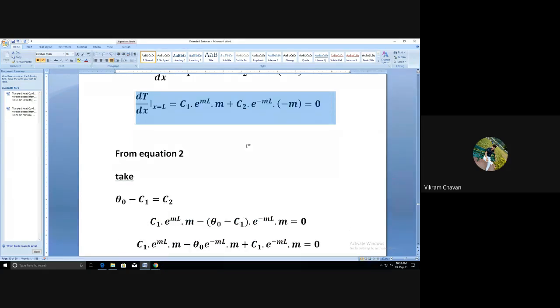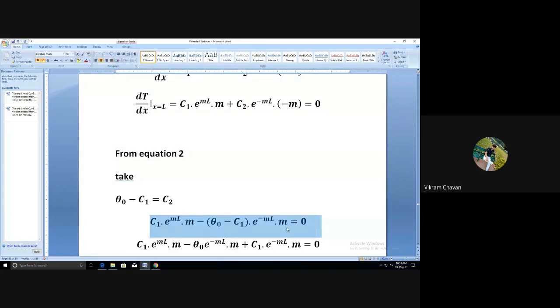So we'll get the equation as C1 multiplied by e raised to mL multiplied by m minus, instead of C2 we have to consider theta naught minus C1. So minus into bracket theta naught minus C1 multiplied by e raised to minus mL multiplied by m, equal to 0. Then further we have to multiply inside the bracket.